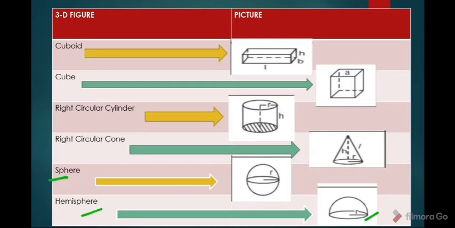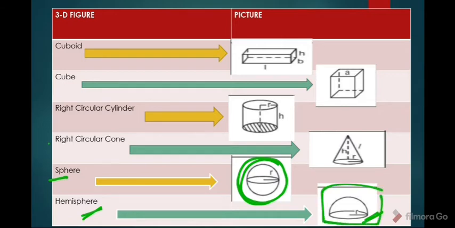What are examples of a sphere? Such as a football, tennis ball, cricket ball. All these things are examples of a sphere. A hemisphere is half of a sphere. That means if you cut a sphere into 2 equal parts, it will become a hemisphere.